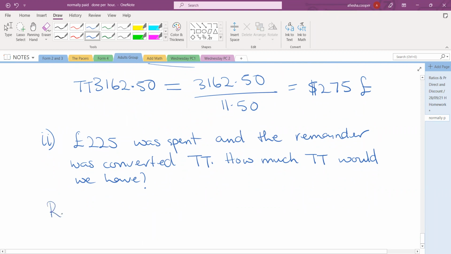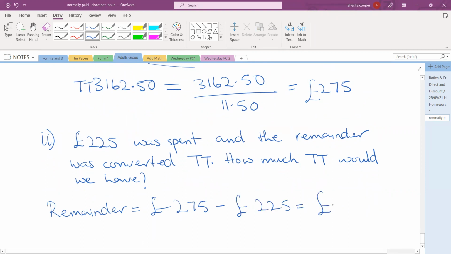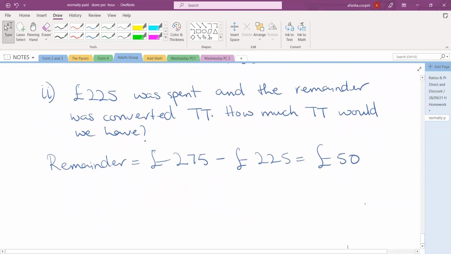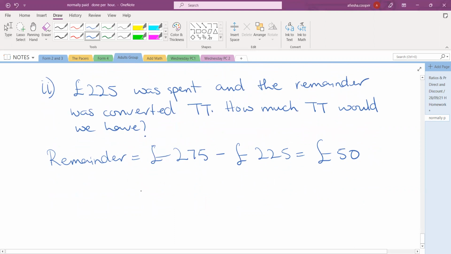Of course, we need to find the remainder. So this will be the 275 minus how much we spent, 225. So the remainder is 50 pounds. And now we have to change back euros to TT. So every 1 euro is 11.50, right?